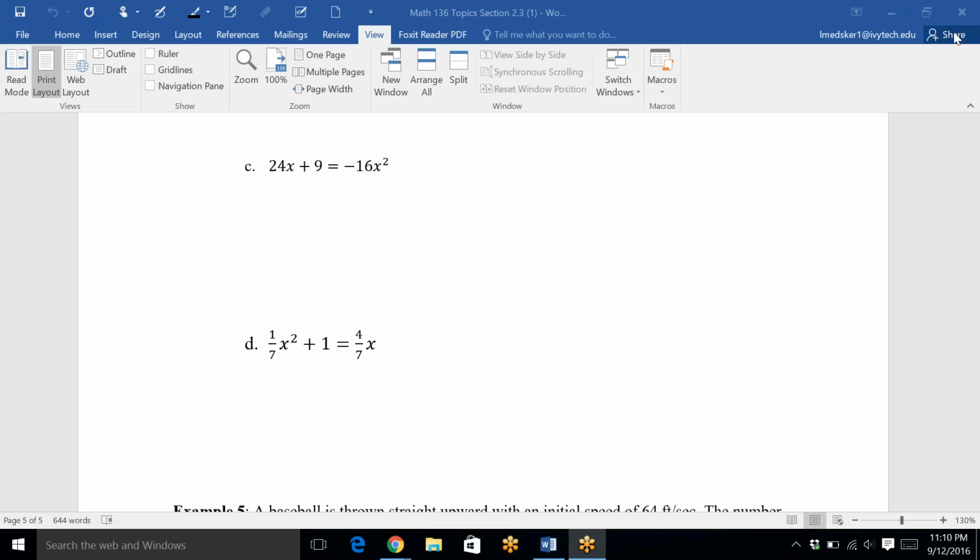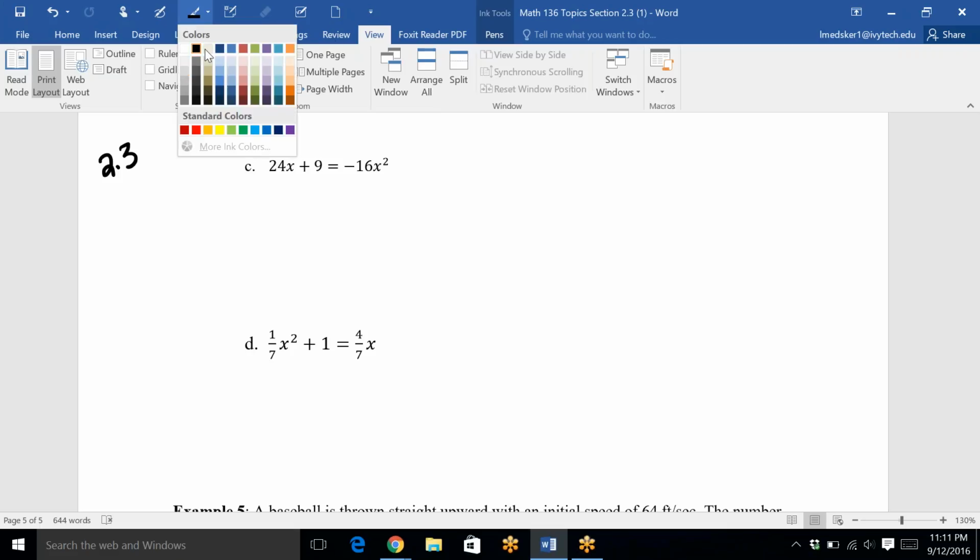Okay, this is the extra examples that we skipped over in class from section 2.3 today. We are looking at part C and D of example 4, using the quadratic formula to solve these.